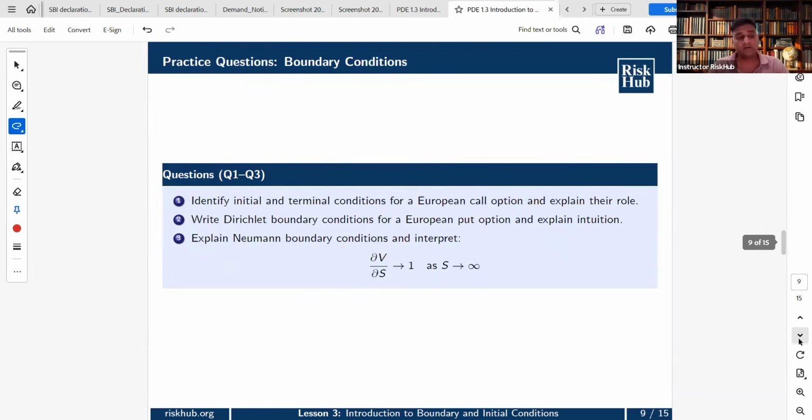Okay. Then we get into the questions, guys. Questions 1 to 3. Now let's just shift to practical questions. First is: identify the initial and terminal conditions for a European call option and explain their role. See, this is easy, right? This is what we have done multiple times.